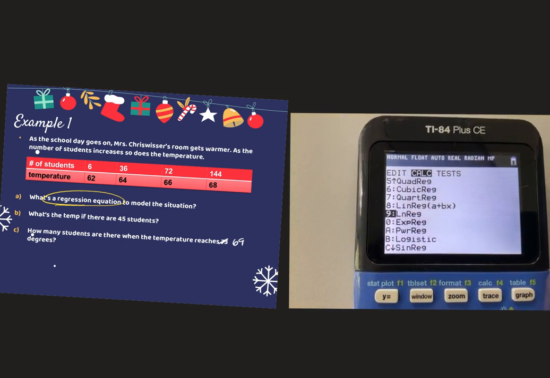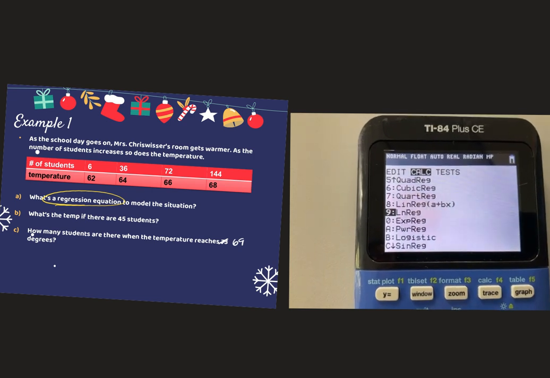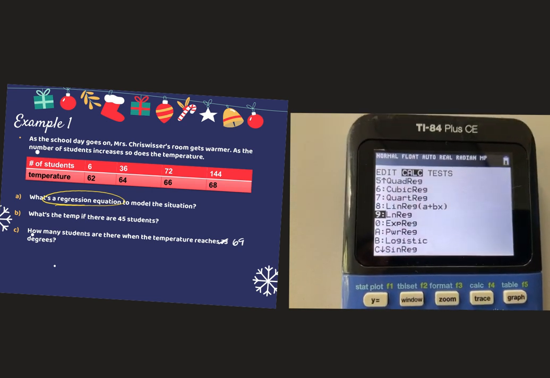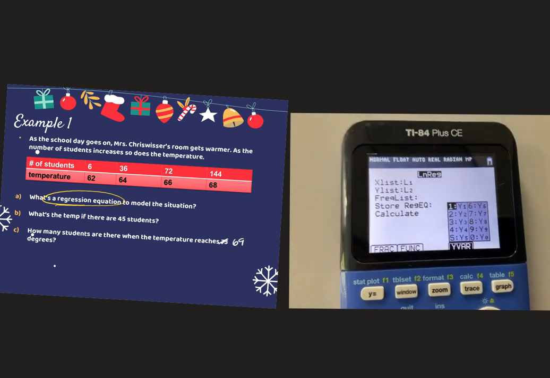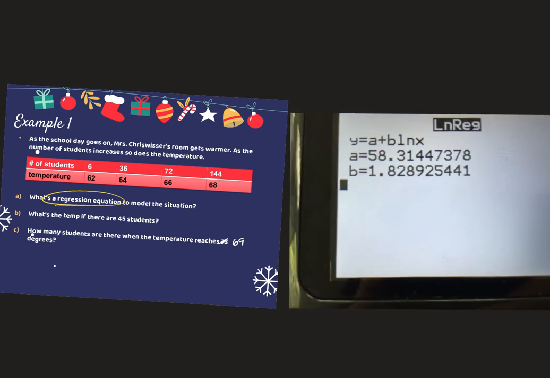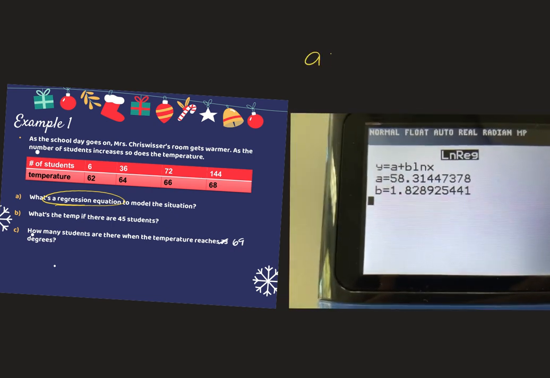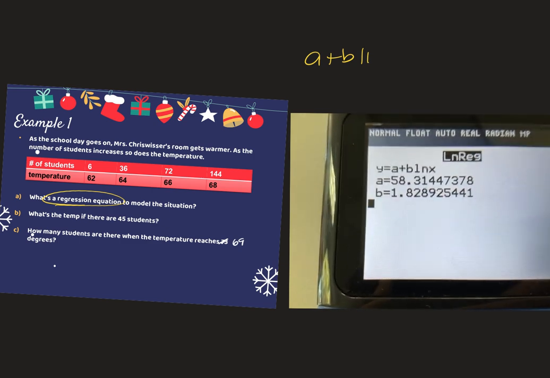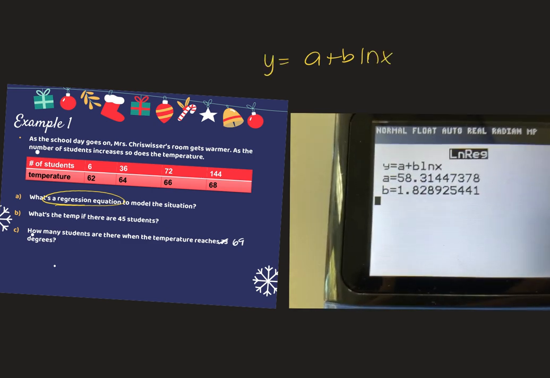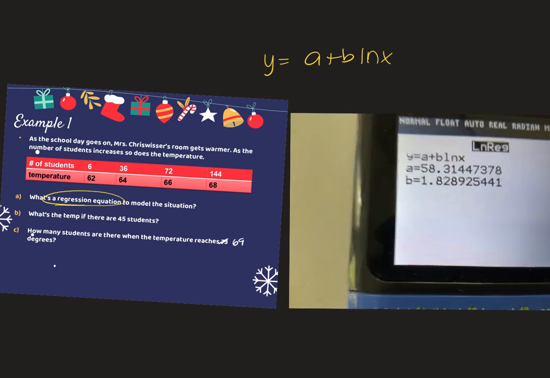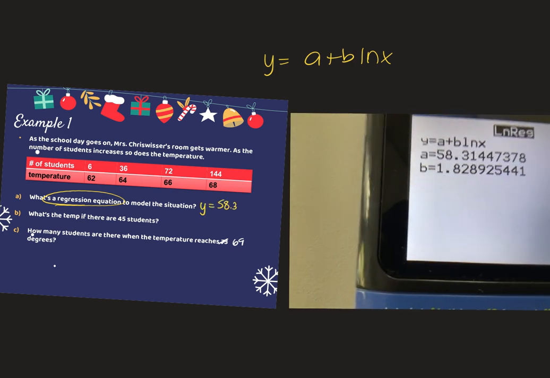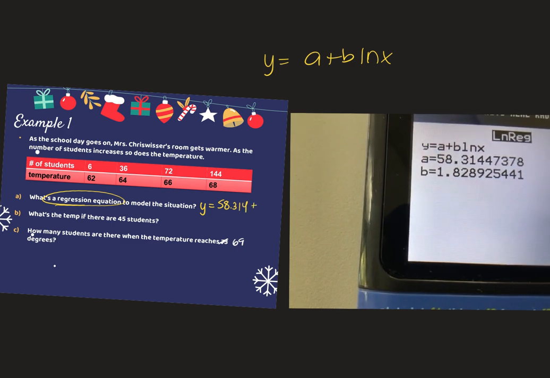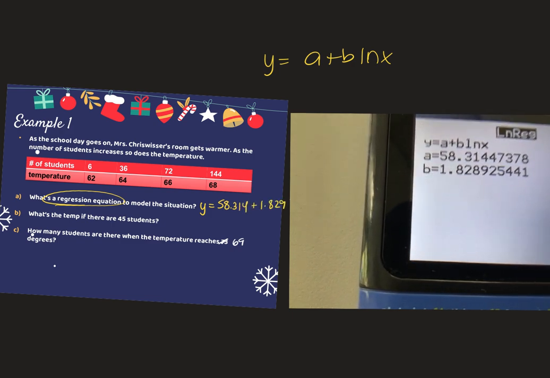The natural log. That ln is a log, right? So when you run a log regression, you are running an ln regression. I'm going to enter on it, and I'm going to store it because I'm going to answer questions. So alpha trace, put it in the Y1, calculate. And it's in the format of A plus B ln x. So y equals, or f of x equals, whatever this is. So in this specific model, y equals 58.314 plus 1.829 ln of x.